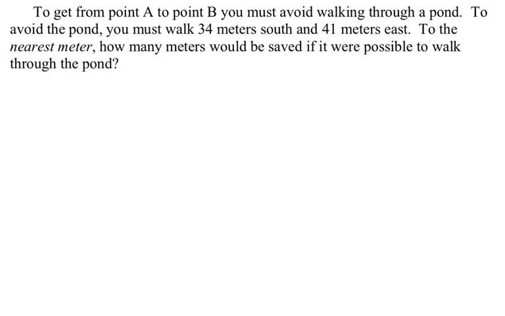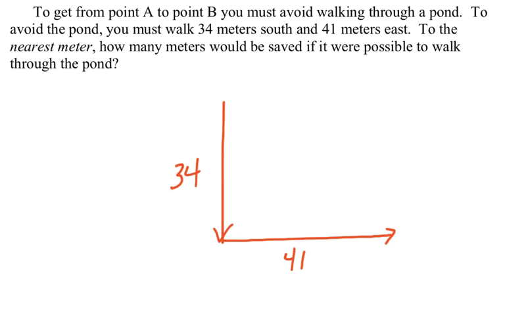Next one, to get from point A to point B, you must avoid walking through a pond. To avoid the pond, you must walk 34 meters south, so we'll draw a picture. 34 meters south, and then 41 meters east. To the nearest meter, how many meters would be saved if it were possible to walk through the pond? Well, that pond is over here. So if it were possible to walk across that pond, how many meters would be saved?